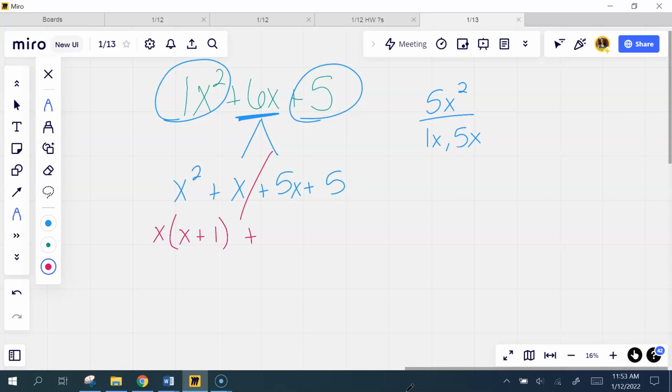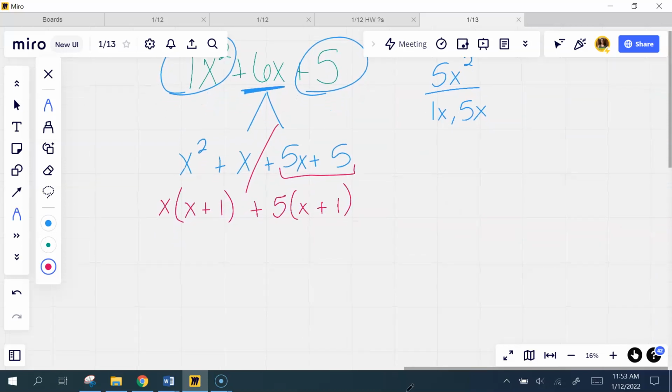Keep that middle sign. And the GCF of 5x and 5 is, of course, 5. It leaves me with x plus 1. And now my binomials match exactly. So I'm going to pull that x plus 1 out. And when I take that away from both of them, what's left is x plus 5.